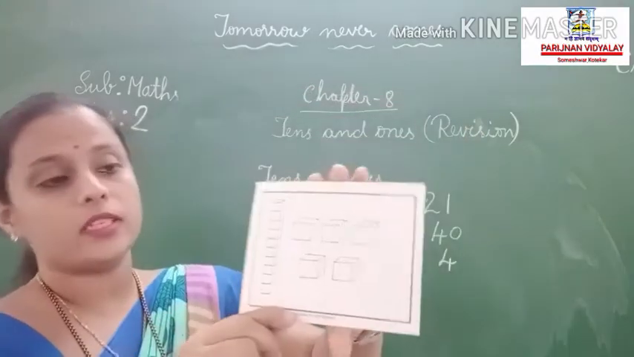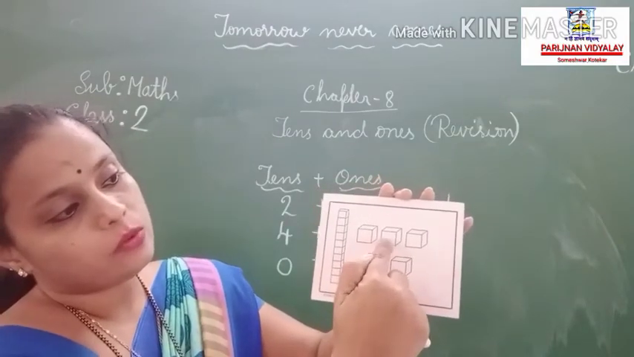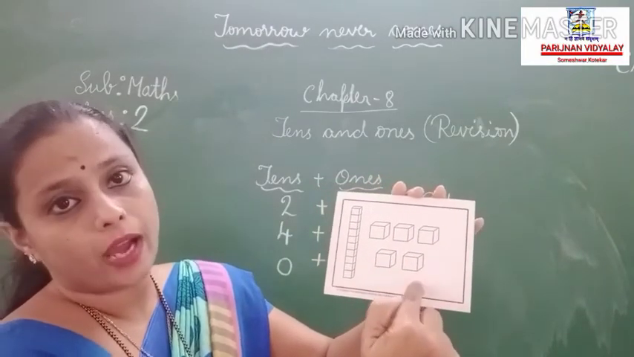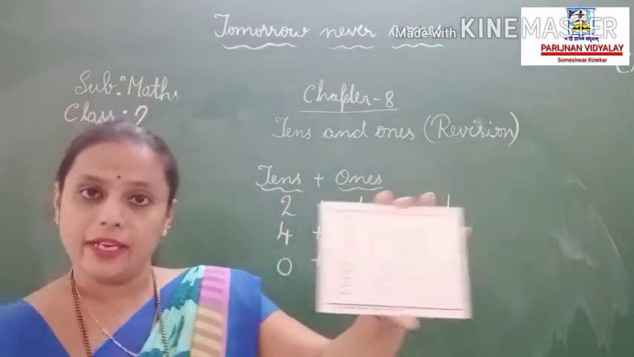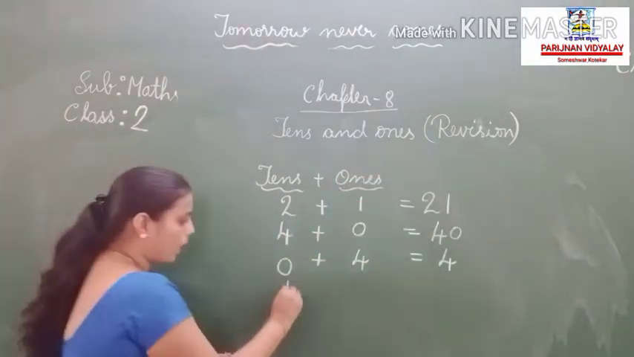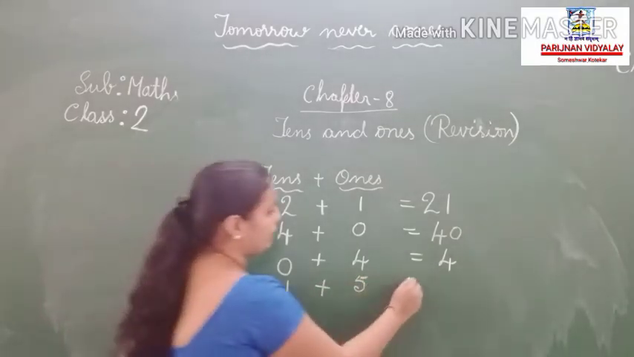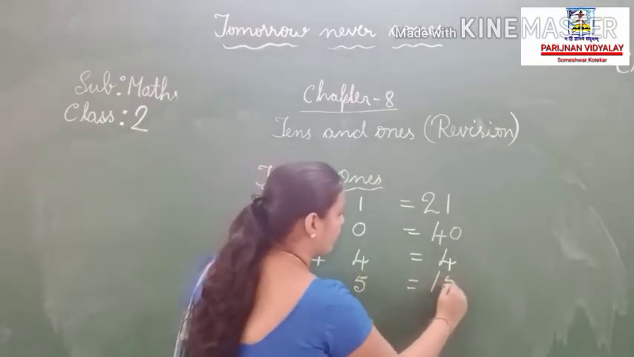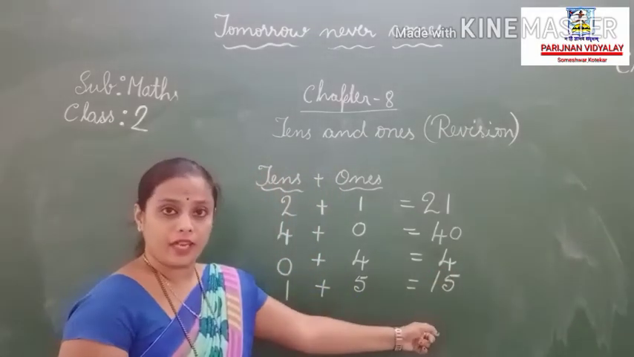Next. Look at this flashcard and tell me how many tens and ones are there. Very good. There is 1 ten and how many ones? 1, 2, 3, 4, 5. There are 5 ones and 1 ten, right? It means we got the number 15. 1 ten means 10 plus 5, 15.